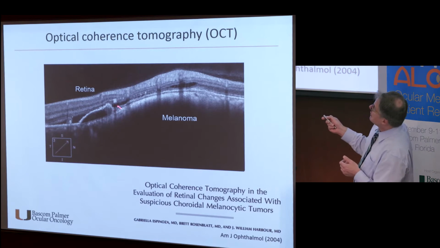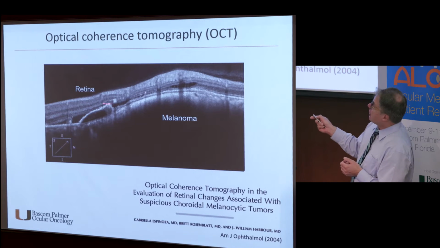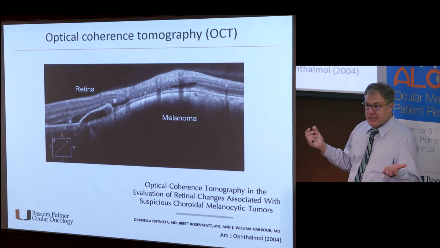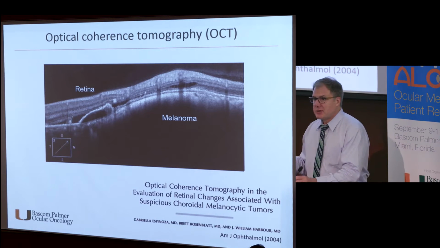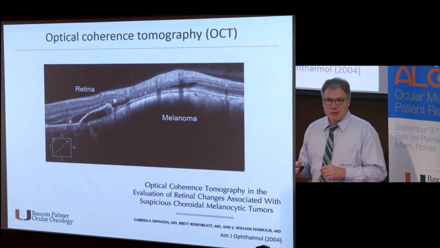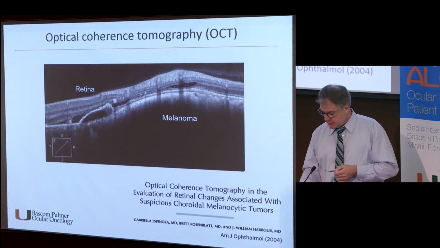So in this particular tumor, this was a nevus that had been there for a long time with a lot of old chronic changes, but then it started to get active, and we can see the activity from the fluid under the retina that's detaching the retina. There's no way we could see all of that just with the naked eye. So OCT is often helpful, especially in smaller tumors.